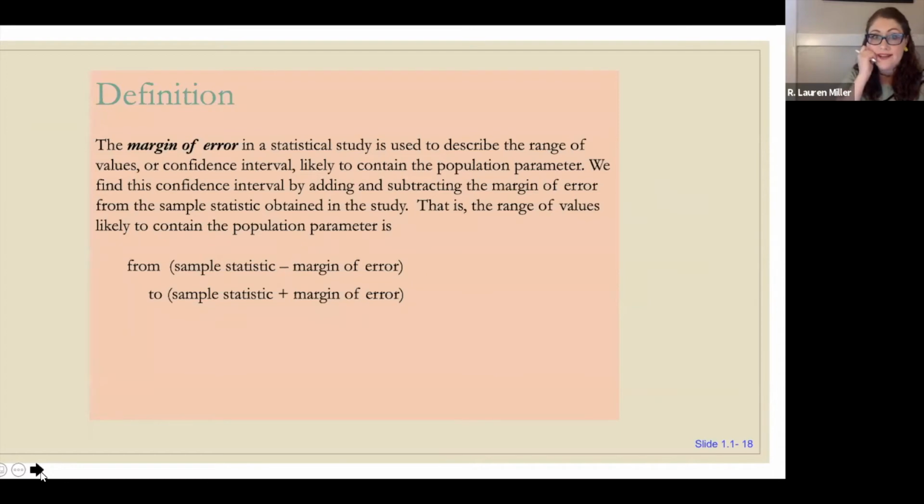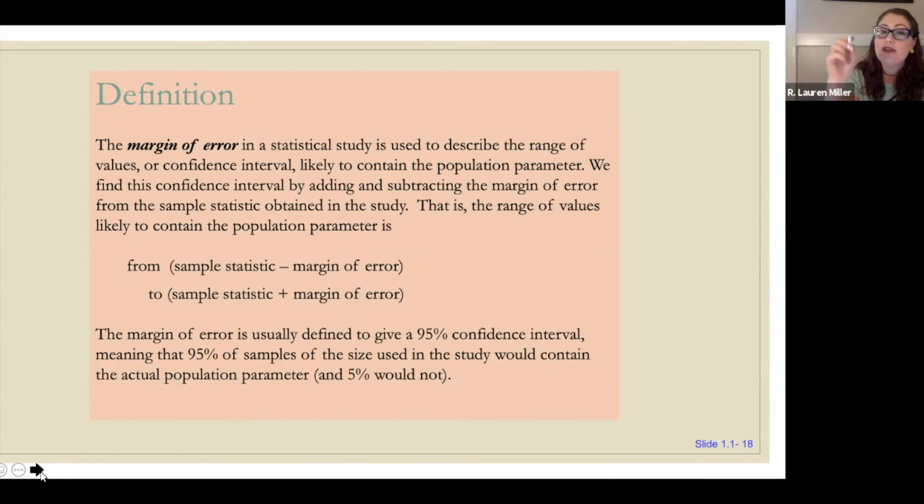A margin of error in a statistical study, and we're going to learn how to calculate the margin of error later on in this course, like way later, like chapter 8. The margin of error is used to describe the range of values or confidence interval likely to contain our population parameter, right? So our margin of error is usually defined to give us a 95% confidence interval. That means I'm 95% positive that the true population parameter lies within this interval, right?